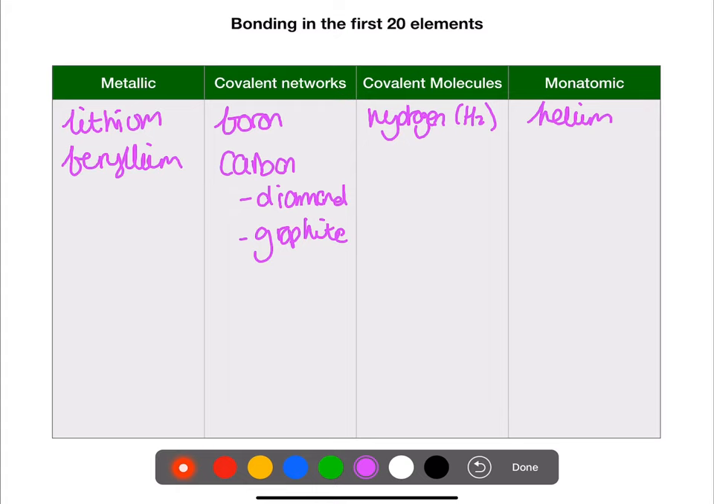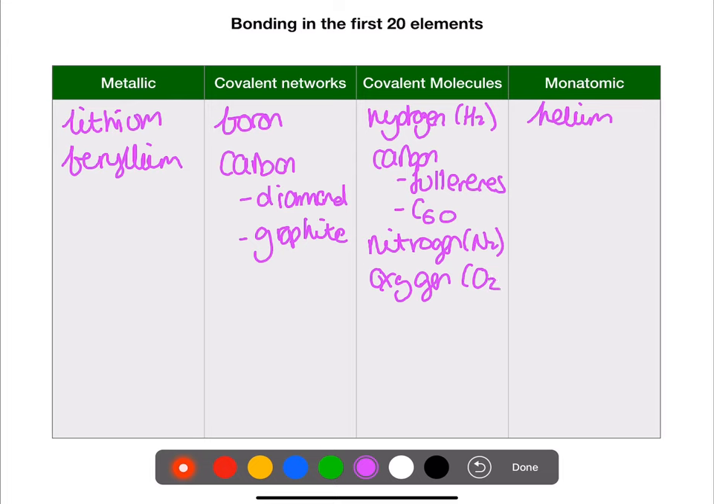In diamond, all the carbons are joined to four others. In graphite, they're bonded to three others in a sheet. Carbon can also exist as a molecule called the fullerenes, C60 being the most famous. We then have nitrogen, oxygen, and fluorine, which are all diatomic, and then our next noble gas, neon.